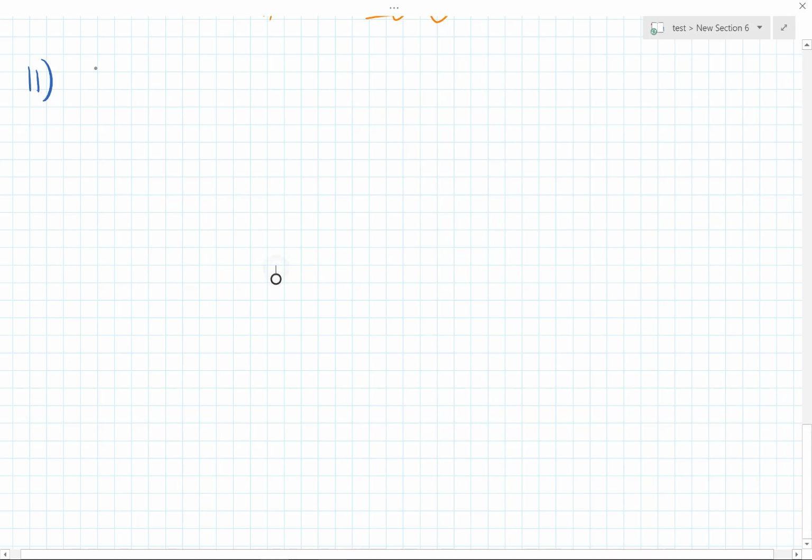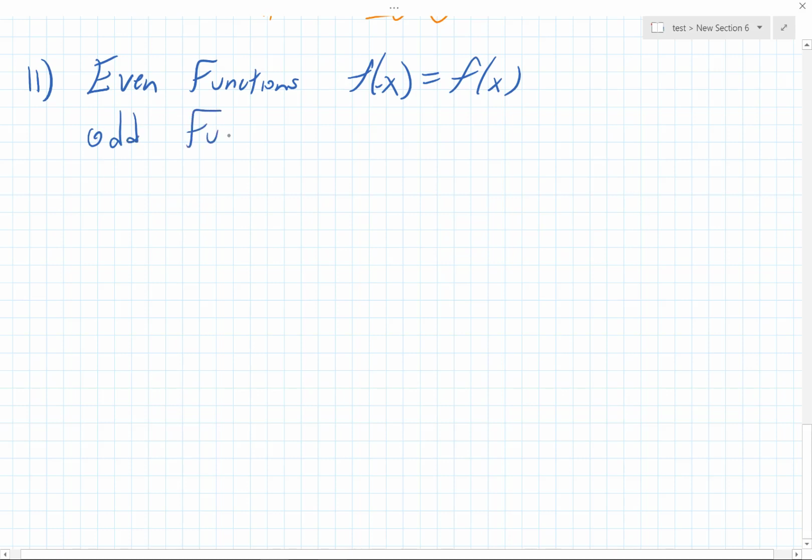Okay, so these guys you need to know. For even functions, we know that f of negative x will be the same thing as f of regular x. It'll be the same as the original function. And for odd functions, when you plug in a negative x, you'll actually get the opposite of the original function.